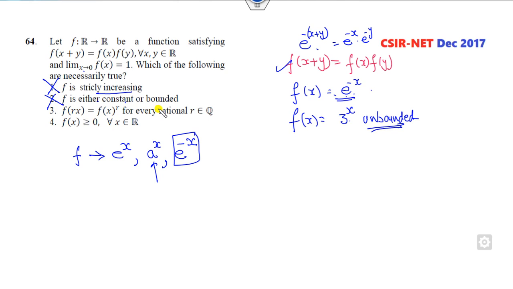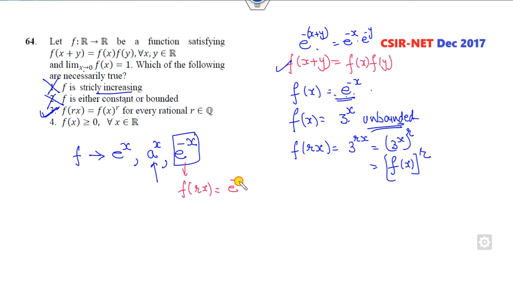f of (rx) is here. So if I simply take this function, what is it? 3 raised to power rx. So I can write this as (3 raised to power x) raised to r, that is f(x) to the power r. So this holds. Even this holds here also. What is f of rx? It is e raised to power minus rx. I can write it as (e raised to power minus x) raised to r, that is f(x) to the power r. So this holds.